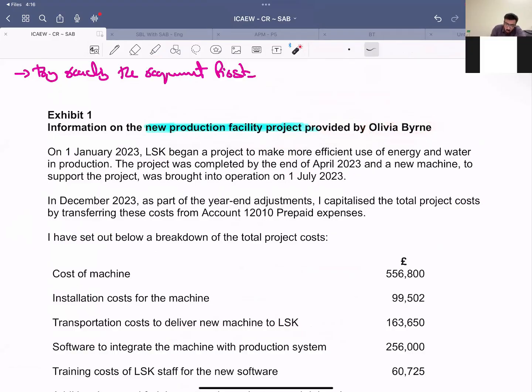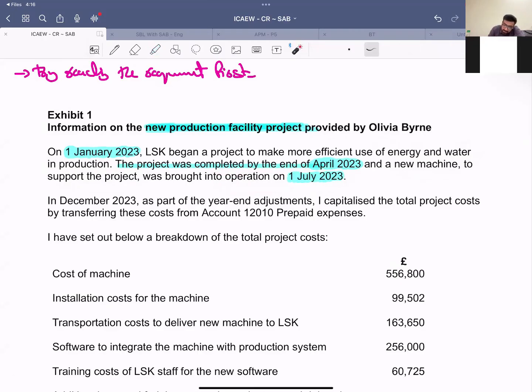On 1 January 2023, LSK began a project to make more efficient use of energy and water in production, okay? So now see, we are familiarizing ourselves with the company. The project was completed by the end of April 2023. So Jan 2023 would be the first date, and it got completed in April 2023. A new machine to support the project was brought into operation on 1 July 2023. Okay, so 1 July 2023.